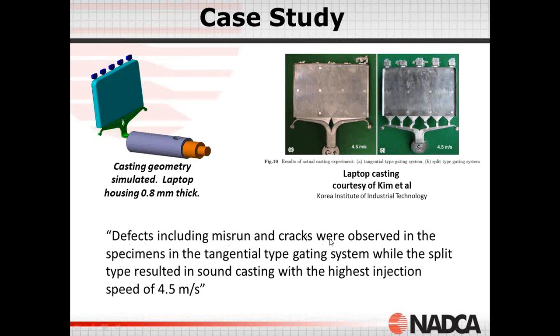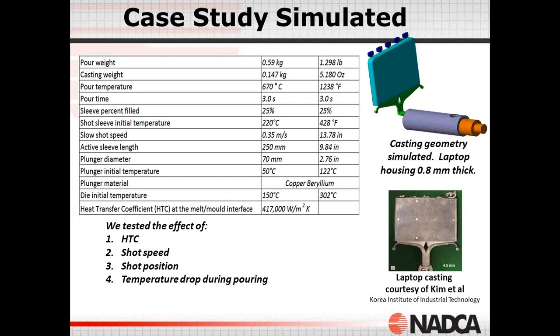And this is the exact quote of their observation. Misruns and cracks were observed on specimens in the tangential gating system, while the split gate resulted in a sound casting with the highest injection speed of 4.5 meters per second. We've decided to simulate their exact conditions, and they've documented very clearly the conditions in which their experiments were conducted.